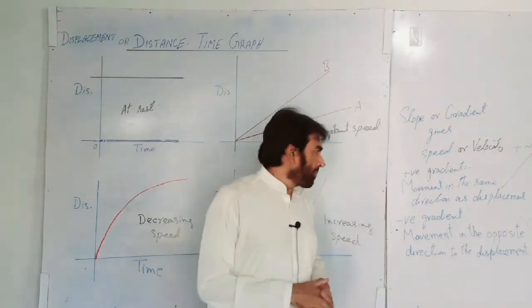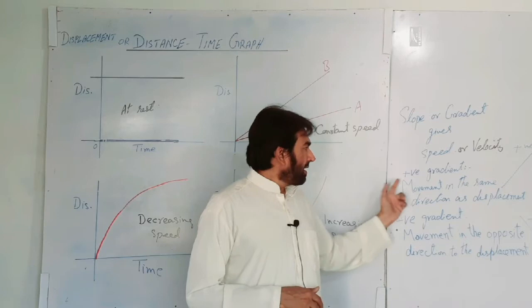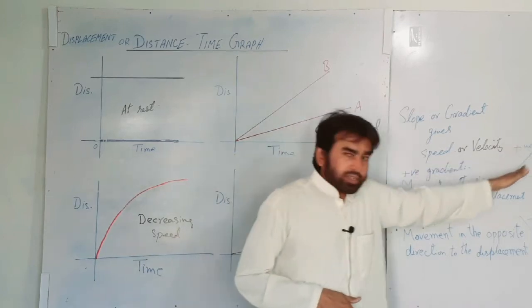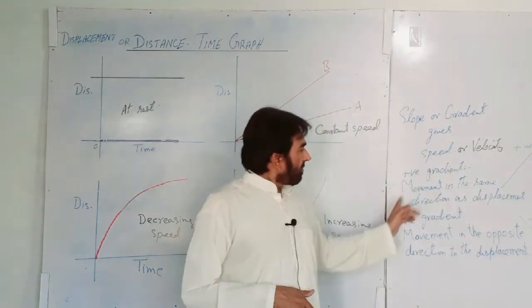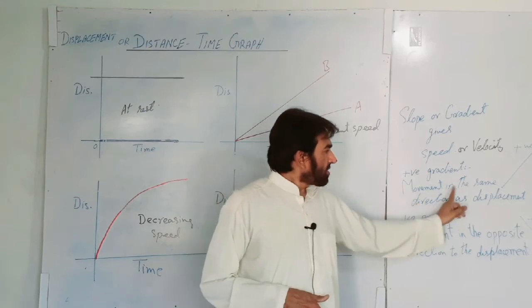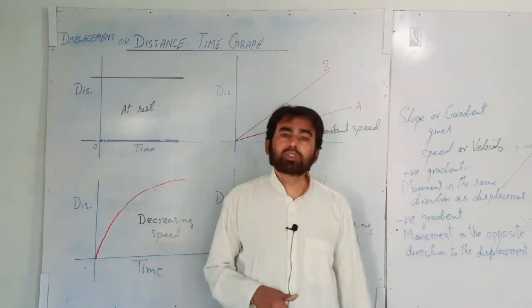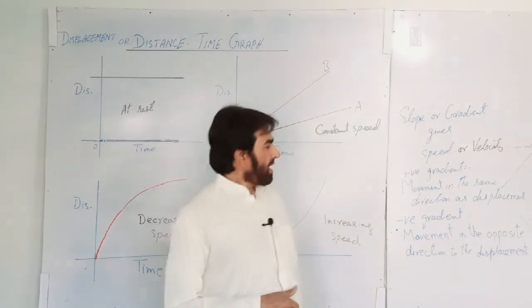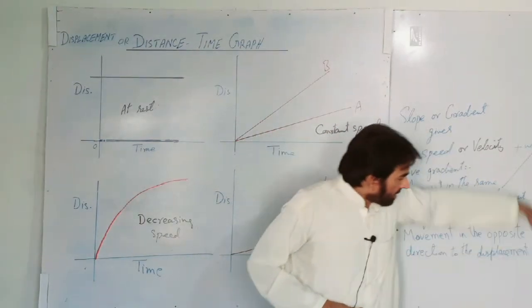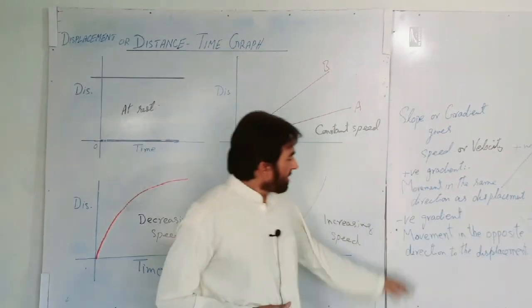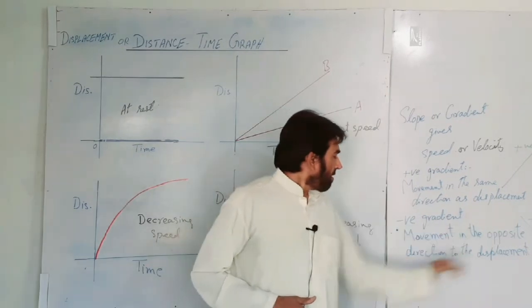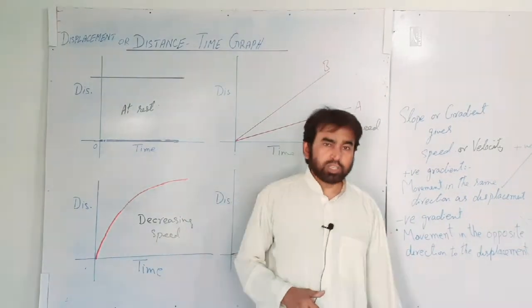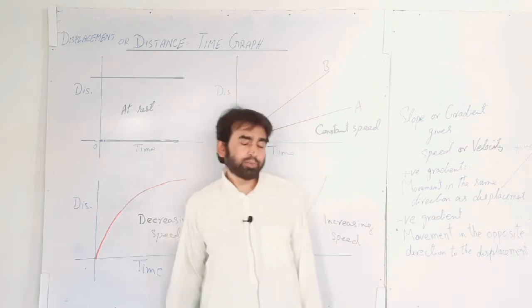Now another thing, the positive gradient is a line like this. The positive gradient shows that the movement is in the same direction as the displacement, and the negative gradient, the steepness of the line in this direction, shows that the movement is in the opposite direction to the displacement. These are the main facts which must be remembered.